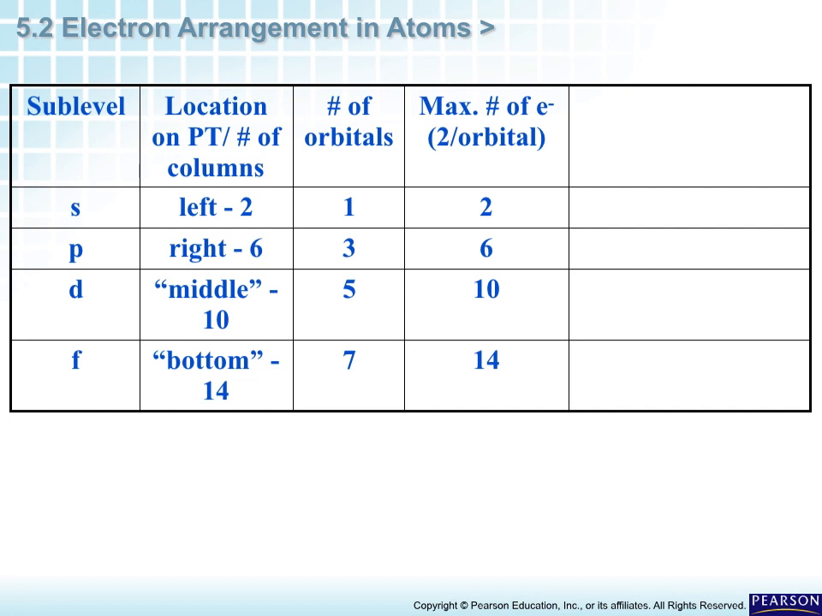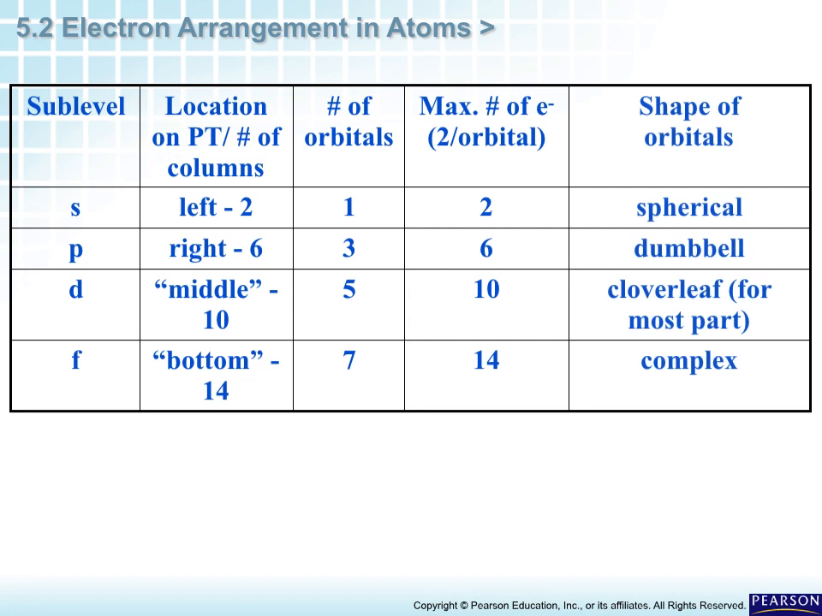Now, the number of electrons per orbital, the rule is you're allowed 2 electrons in an orbital. Well, if I have 1 orbital, 1 times 2 is 2. If I have 3 orbitals, 3 times 2 is 6. 5 orbitals, 5 times 2 is 10. 7 orbitals, 7 times 2 is 14. So I started with the position and the number of columns, and that's going to equal the maximum number of electrons in those orbitals, in those sublevels.